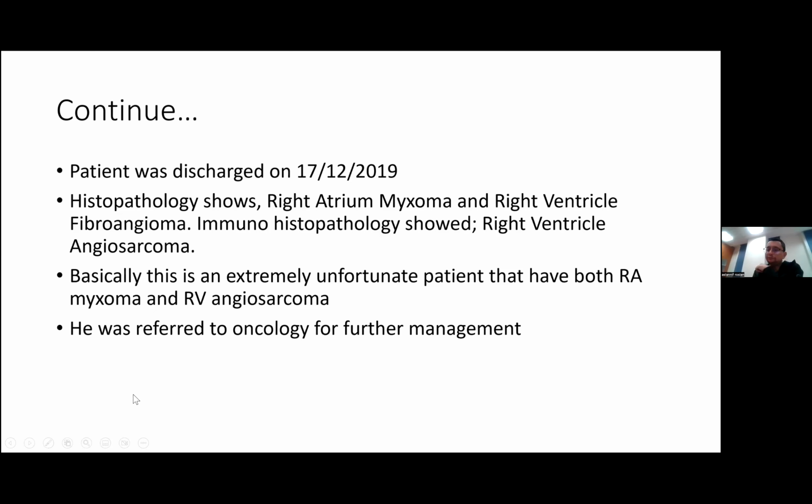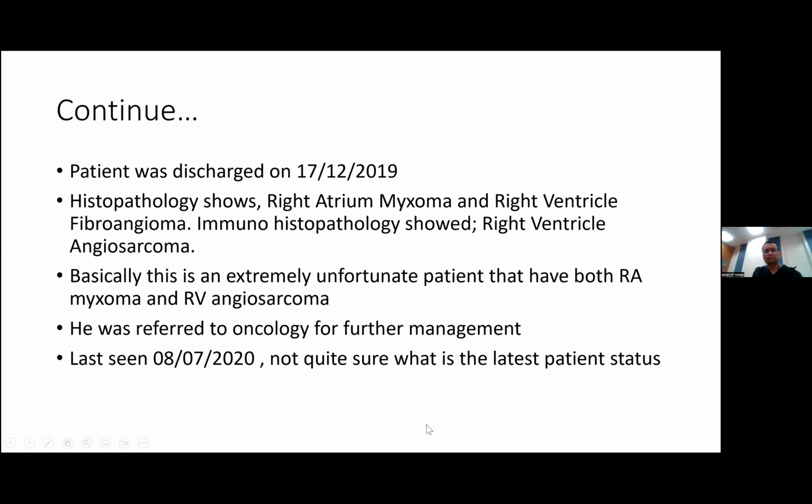Obviously, for a patient with angiosarcoma, the mainstay is chemotherapy. So he was referred to oncology for further management. In fact, he was last seen in IJN on the 8th of July 2020. Because the story is so interesting, I was thinking of doing a write-up and publishing it. But unfortunately, I cannot detect the patient's last status. I hope not, but I suspect, unfortunately, that he did not survive. That was 3 years ago. That's why we didn't get a follow-up of the patient.